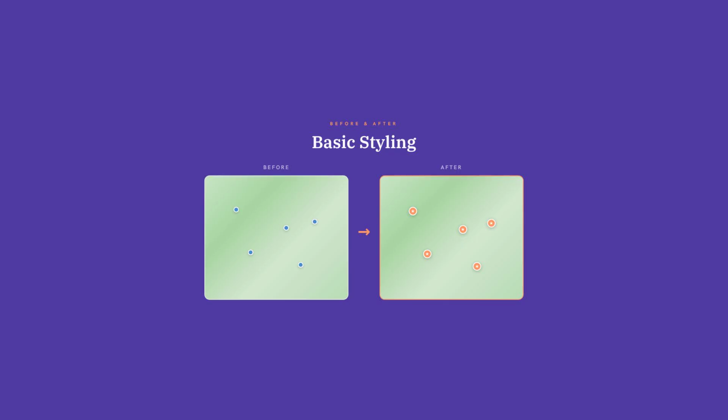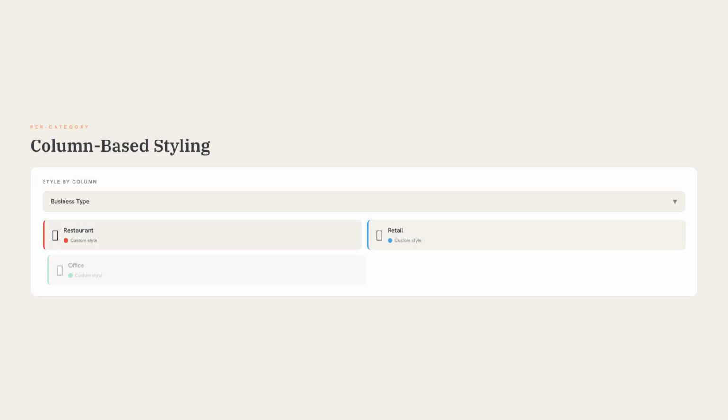If your spreadsheet includes a column that categorizes your addresses, you can style each category separately. Select the column from the drop-down at the top of the Style menu, for example, Business Type, and you'll be able to set a unique icon, color, and size for each category like Restaurant, Retail, Office, and Contractor.